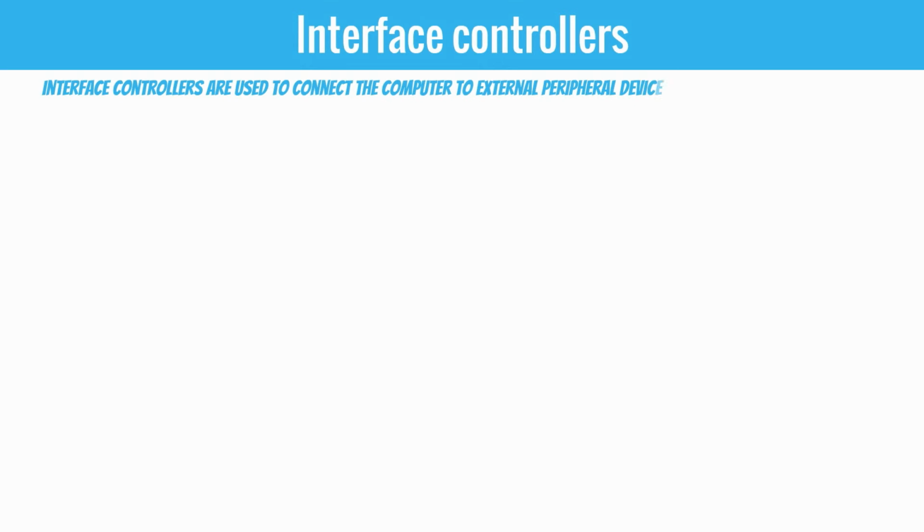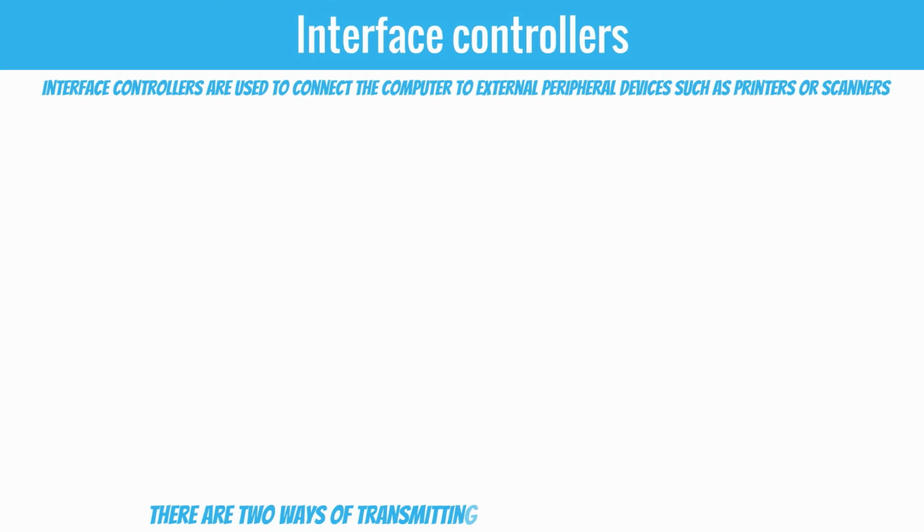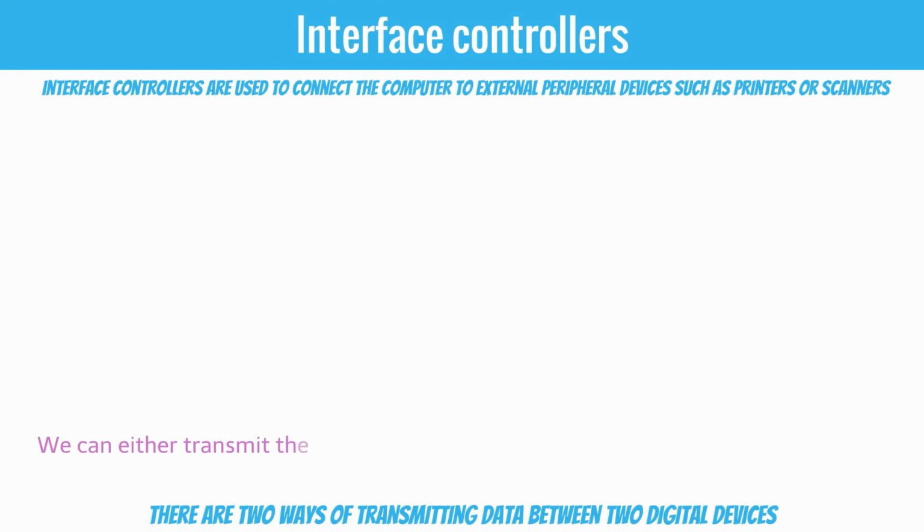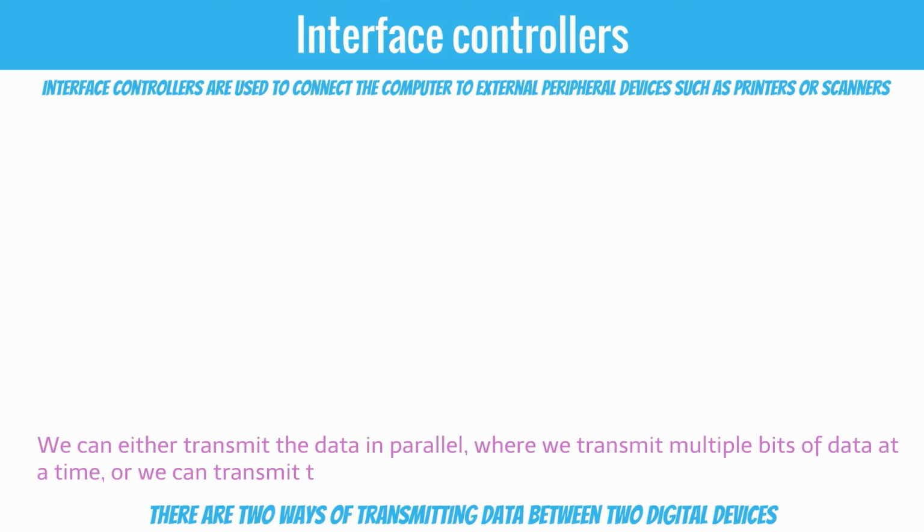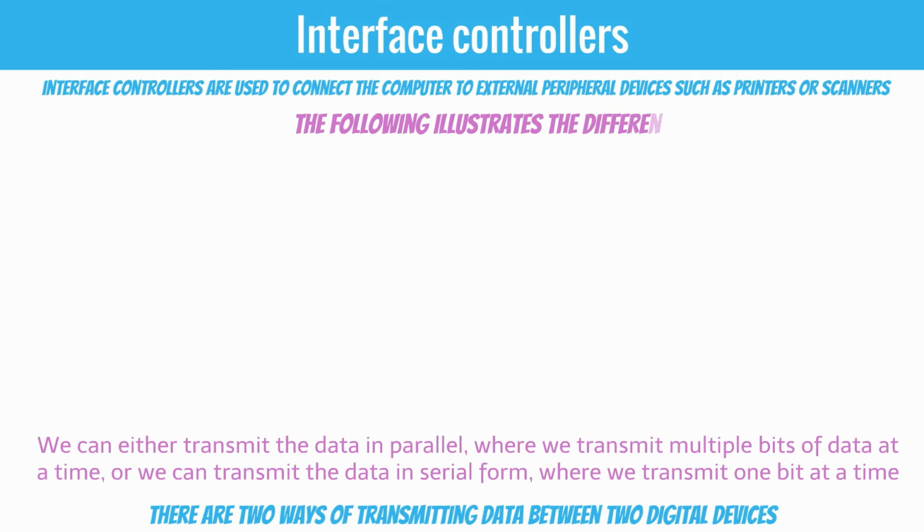Interface controllers. Interface controllers are used to connect the computer to external peripheral devices such as printers or scanners. There are two ways of transmitting data between two digital devices. We can either transmit the data in parallel, where we transmit multiple bits of data at a time, or we can transmit the data in serial form, where we transmit one bit at a time. The following illustrates the differences between these two types of communication mechanisms.